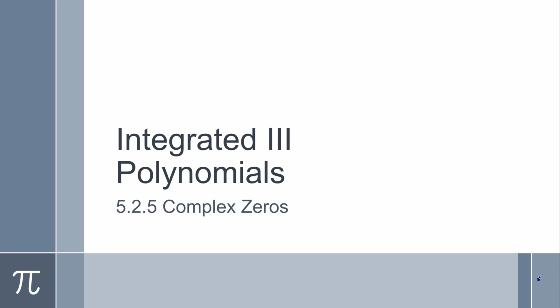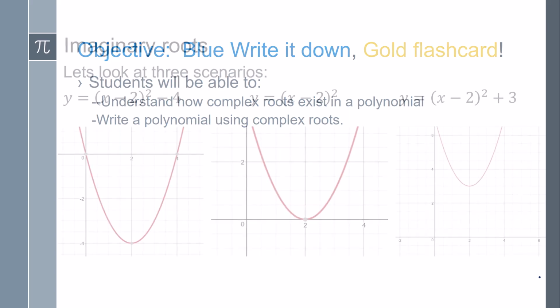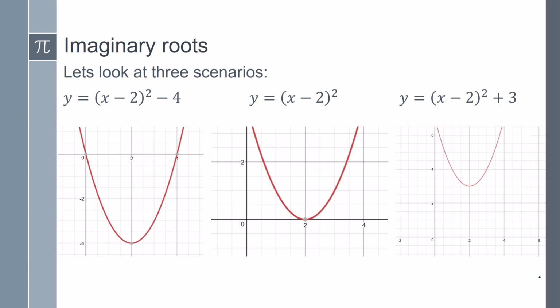This is section 5.2.5. We're going to take a look at complex zeros. So we're going to understand how complex roots exist in a polynomial and write a polynomial using complex roots. Now let's look at these three different scenarios.